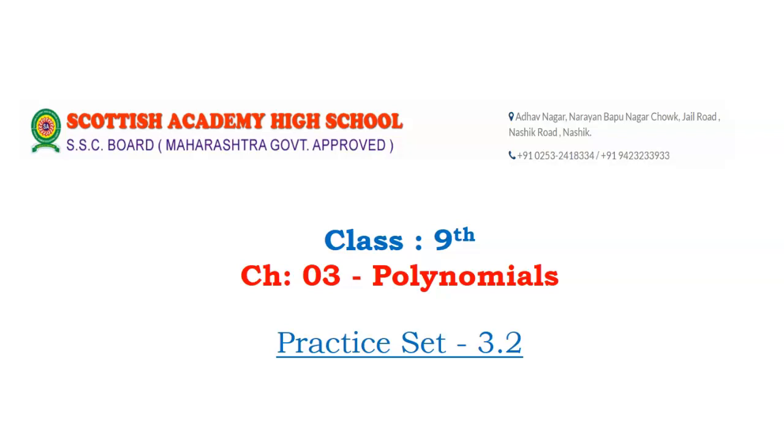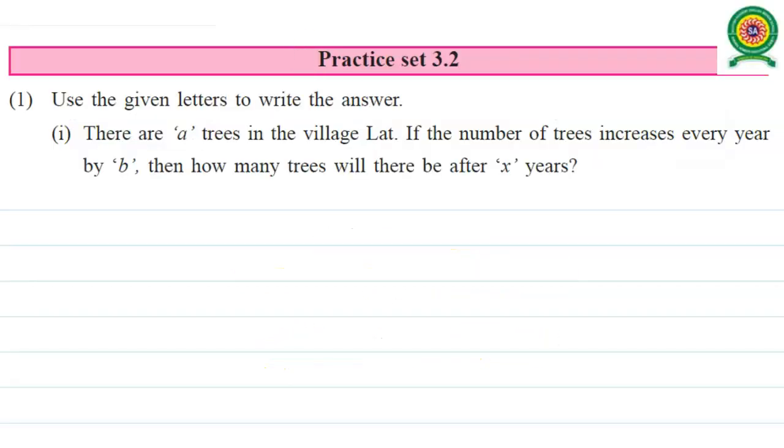Hello everyone. In this lecture we are going to discuss class 9th, chapter number 3, polynomials, practice set 3.2. Within practice set 3.2 we have the first question: use the given letter to write the answer. There are A trees in the village lot. If the number of trees increases every year by B, then how many trees will be there after X years?